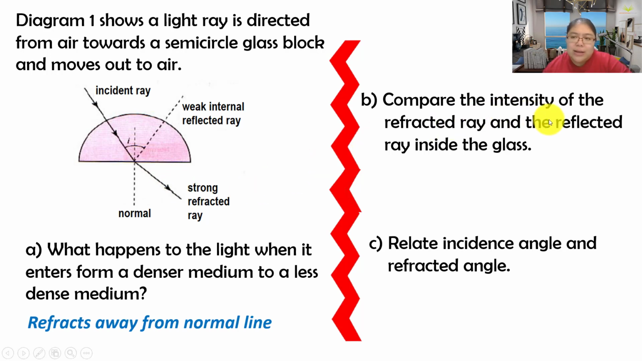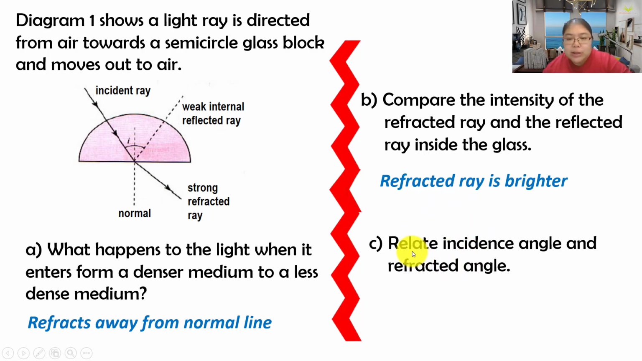Then we go to the second one. Can you compare the intensity of the refracted ray and the reflected ray? The first one should be this one, the strong refracted ray. Then the inside one, this one we call the reflected ray. This one is a weak one. Now we need to compare the intensity. Intensity means the light ray: which one is more clear, which one is weak. Normally we see the refracted ray is clear compared to the reflected ray in the glass. So the answer here is the refracted ray is brighter.